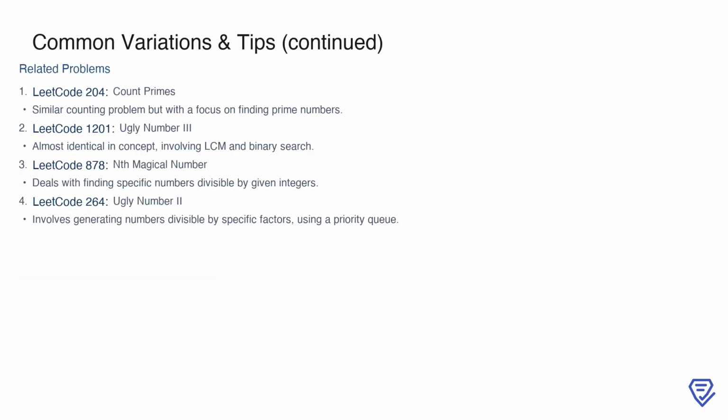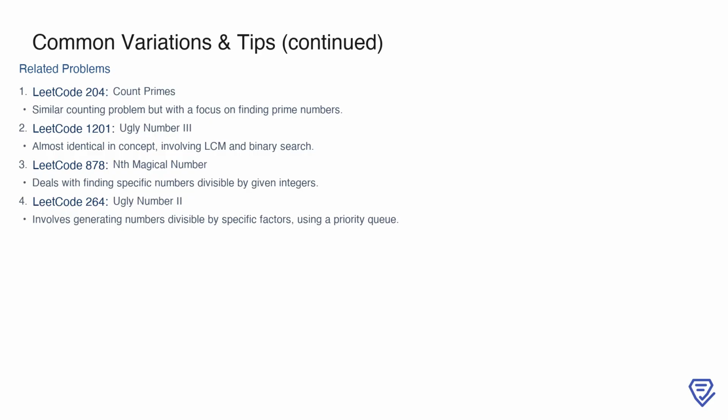This type of problem has strong connections to other related problems on LeetCode. For instance, consider LeetCode 204, which focuses on counting prime numbers. While the context is different, it also involves an efficient counting strategy. Then, of course, we have LeetCode 1201, the problem we're discussing now, which revolves around the same principles of LCM and binary search.